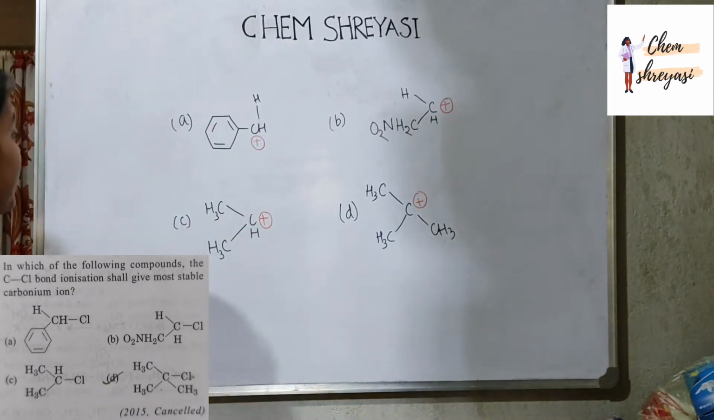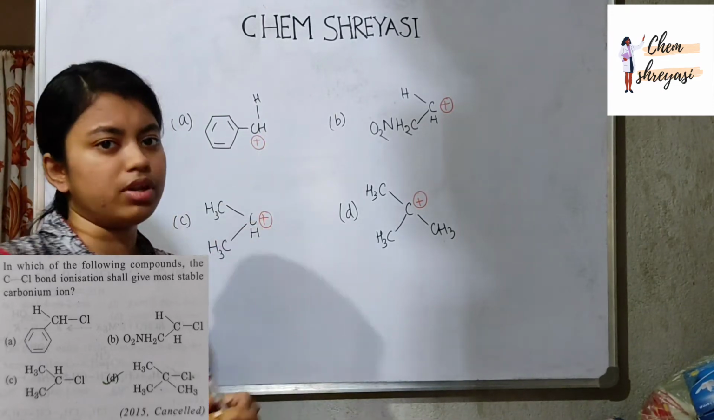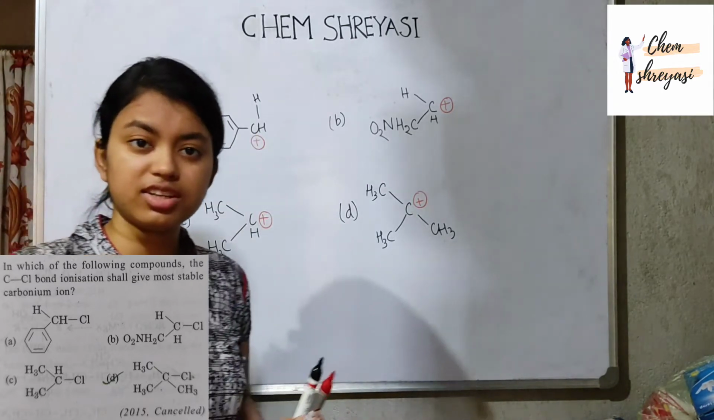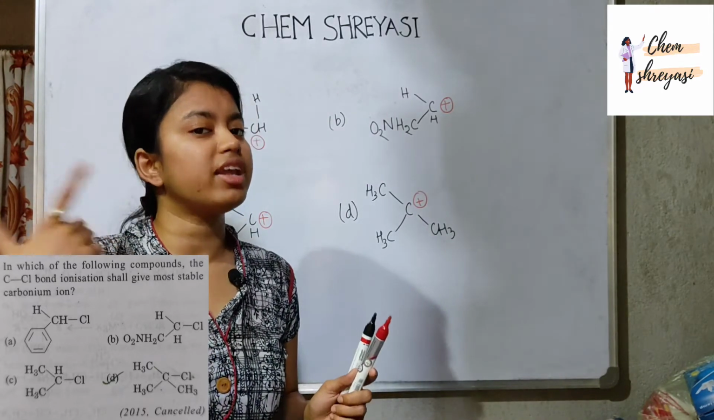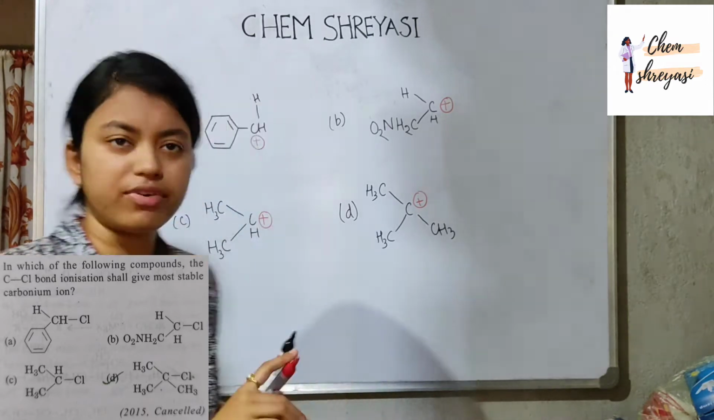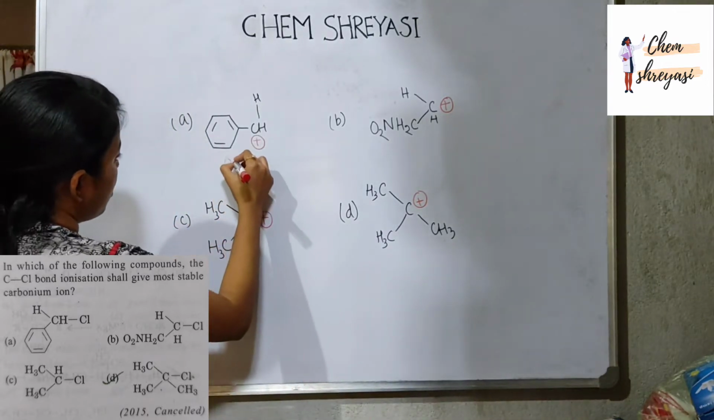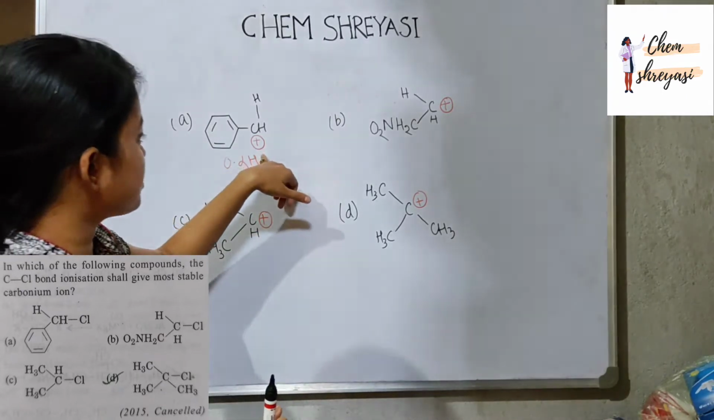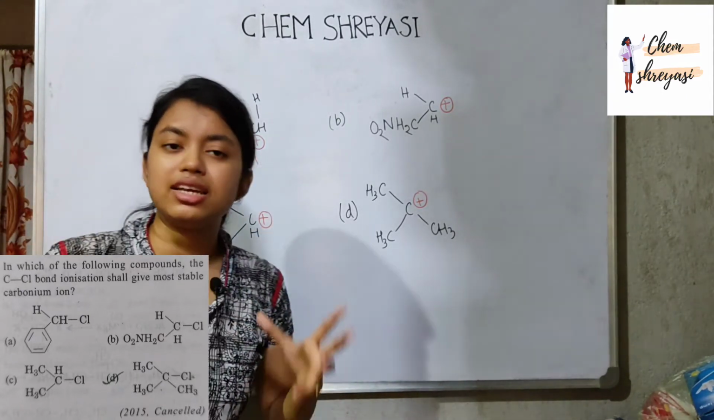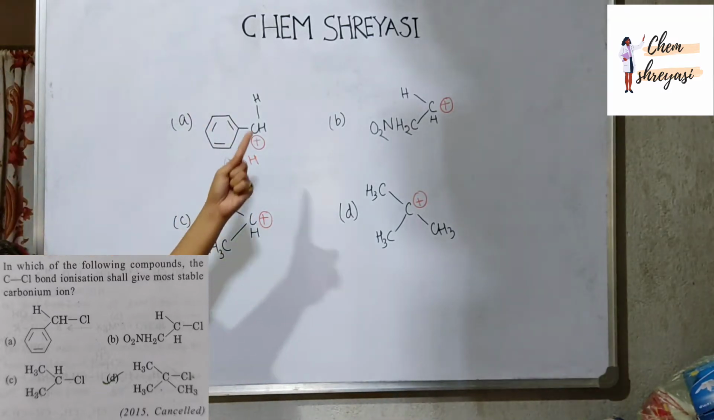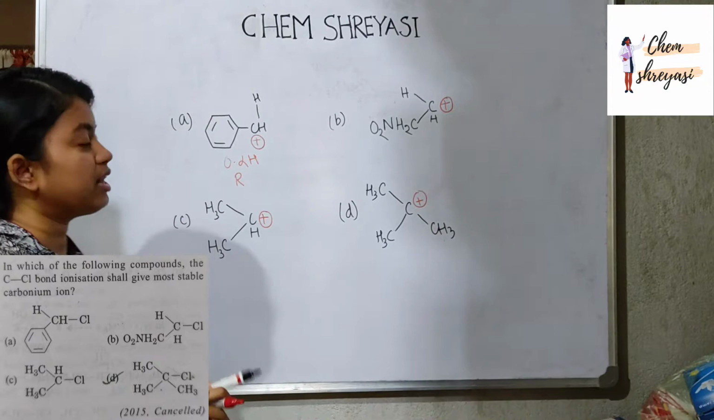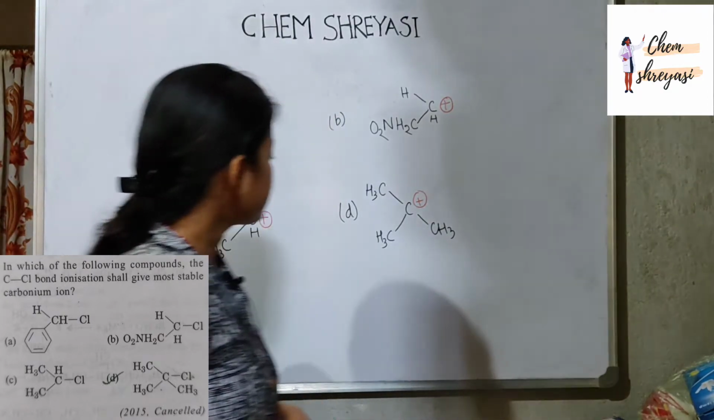Now let's start. In the first option A, the carbocation is generated on this carbon. We can easily understand that this carbon is not directly attached with any other carbon group that contains any hydrogen. So there is no alpha hydrogen. So 0 alpha hydrogen. But the carbocation is present in this carbon, so it can easily undergo resonance with this benzene group. So there will be a resonance that exists in this molecule.